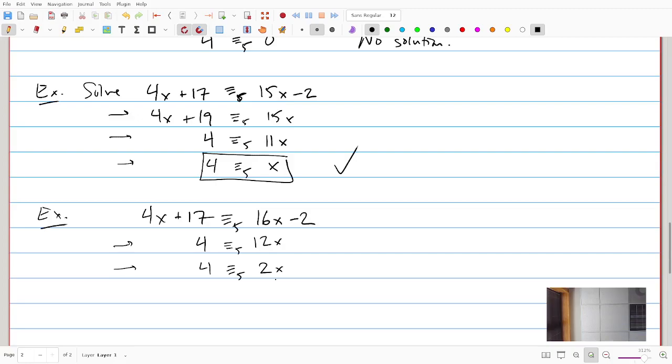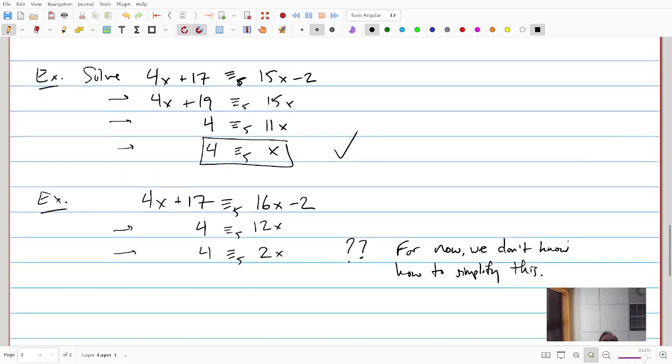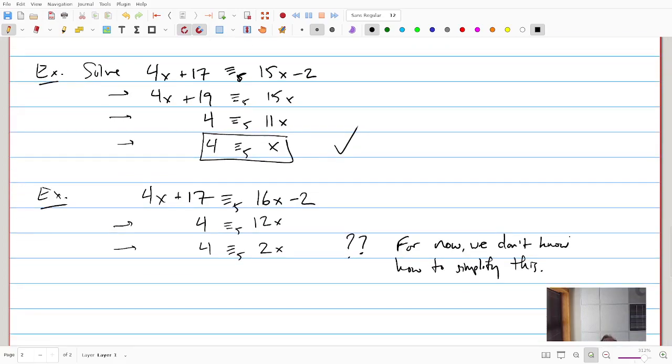It turns out, in this case, we would be able to divide by 2. So x is equivalent to 2 would be a solution. But I'm not going to do that. I'm just going to say question mark. For now, we don't know how to do this. I don't know how to simplify this. Again, it turns out, for this particular one, that we would be justified in dividing both sides by 2, but we don't yet know under what circumstances we would be justified in doing that or not. You can just try it, and you can see that x is equivalent to 2 is in fact a solution.